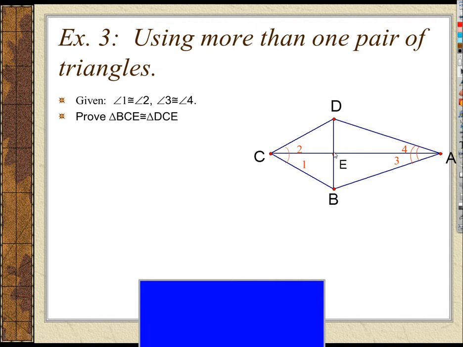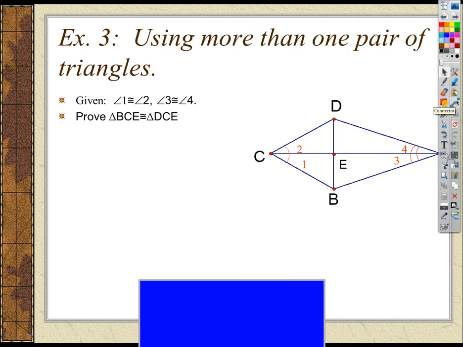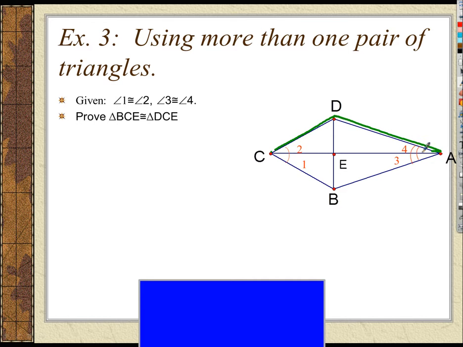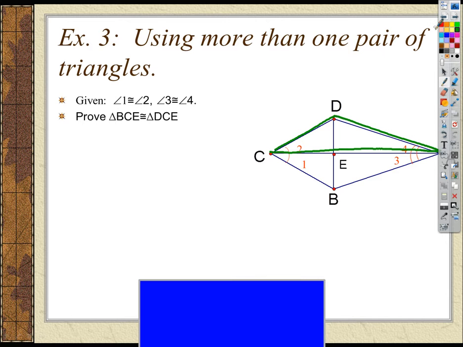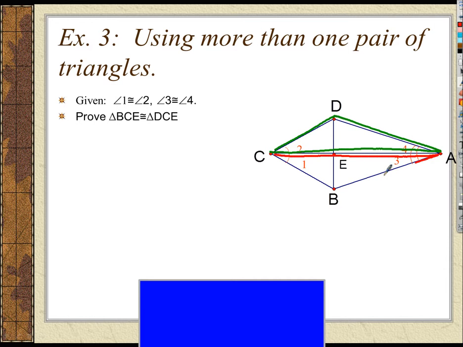We got to do something different, though. Now, we do have this other information that doesn't seem to relate at first. Angles 3 and 4 are congruent. They're not even parts of these little triangles, right? But they are parts of some bigger triangles. What if I take this whole triangle on the top? So I've got, let's say on the top, triangle CDA right there. Okay, and on the bottom, in red, how about, we've got triangle CAB.